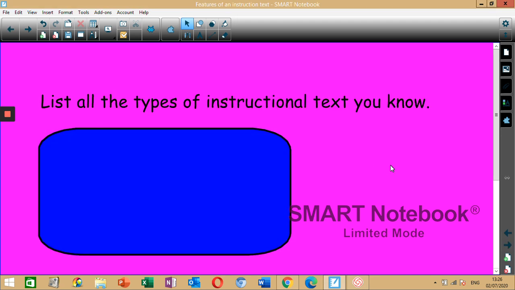Can you list all the types of instructional text that you know? So pause this section and have a think. Well done, everyone. Let's go through some examples.